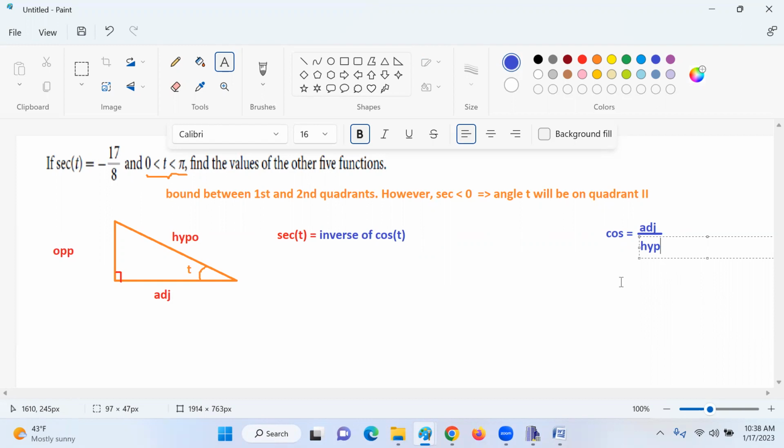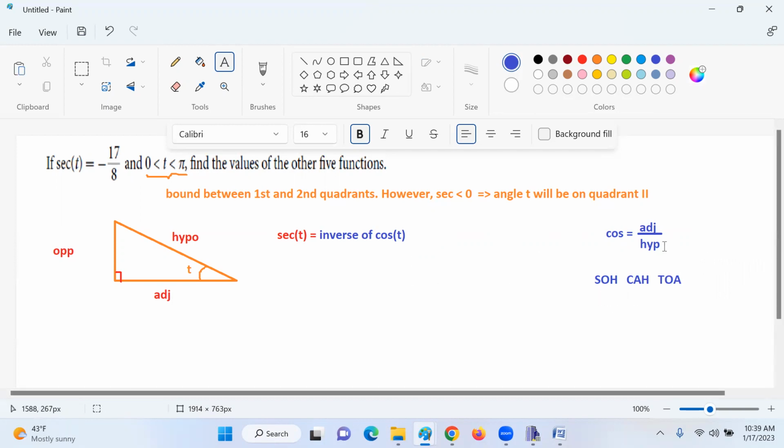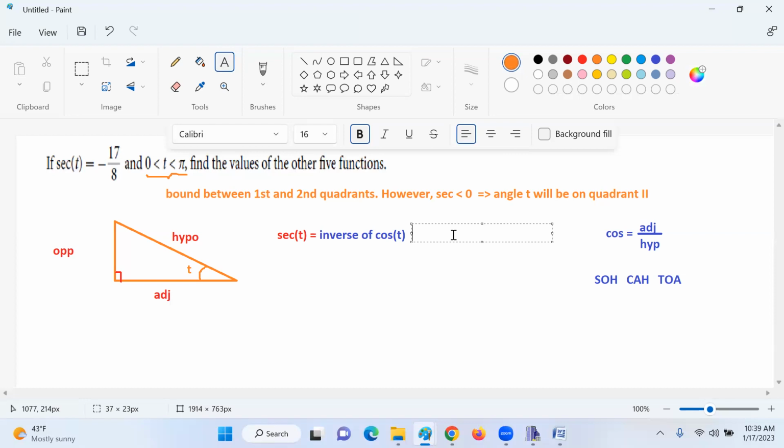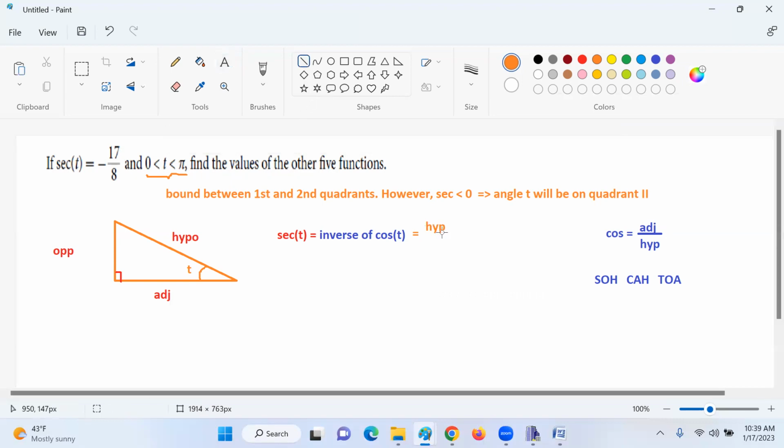If you don't remember the rules, it's SOHCAHTOA. So the cosine is adjacent over hypotenuse. So the reciprocal of that, meaning you're going to flip it. It's not finding the inverse, it's the flip. You're going to flip the term. So in this case, the secant is the hypotenuse over adjacent. You're gonna flip that part.